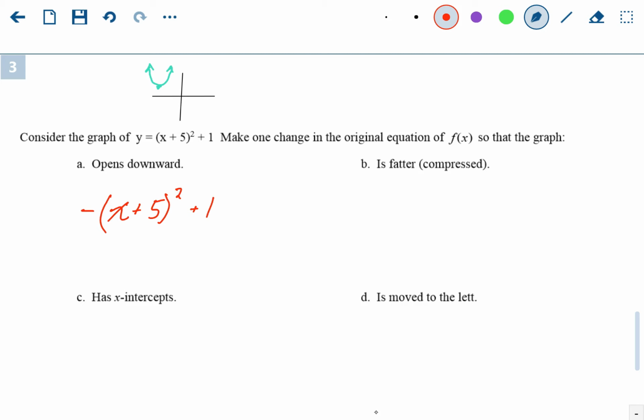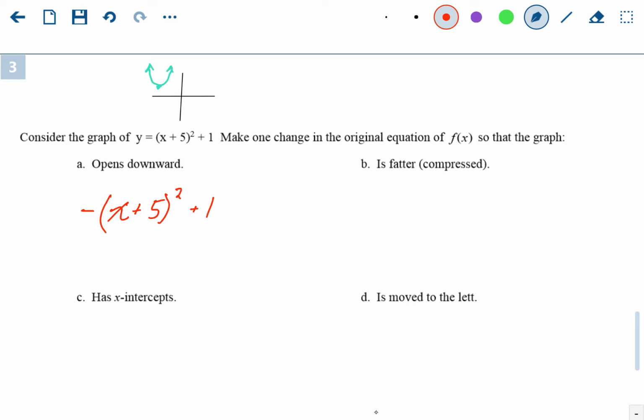How do we make it fatter in part B? Fatter meaning compressed, so it's a wider graph. Well, if you need to compress the graph, you have to multiply it. You have to change the a value, the number in front, to be a number that's less than 1. It has to be a fraction less than 1.